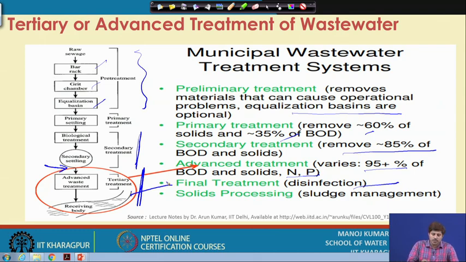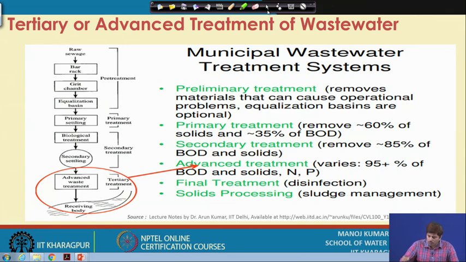Then of course, the solids processing, which we discussed last week, is for the purpose of sludge management. So these are the things that take place in a typical municipal wastewater treatment system. And that is how we see the different degrees of removal of the different treatment stages.